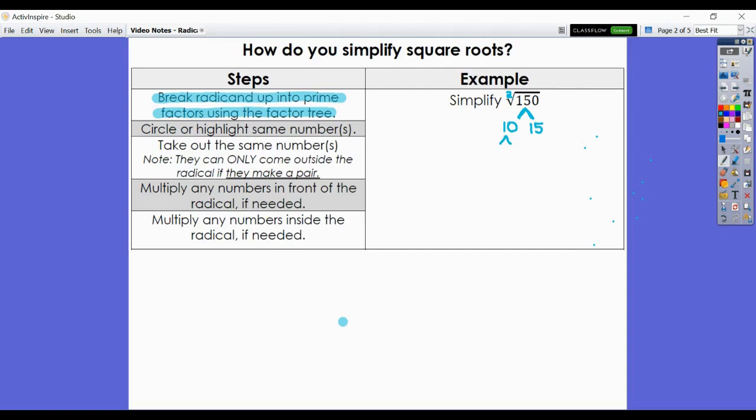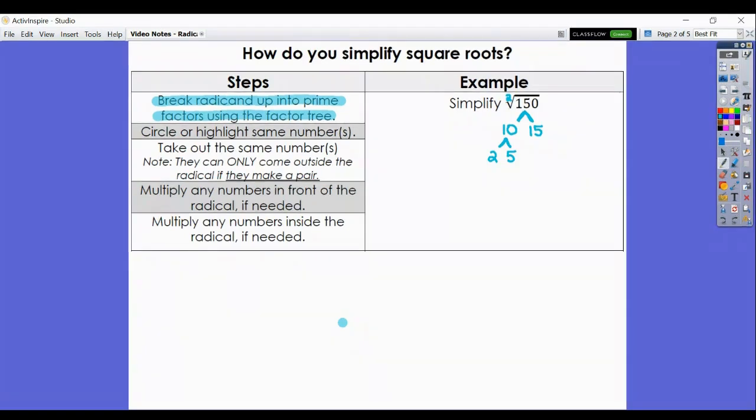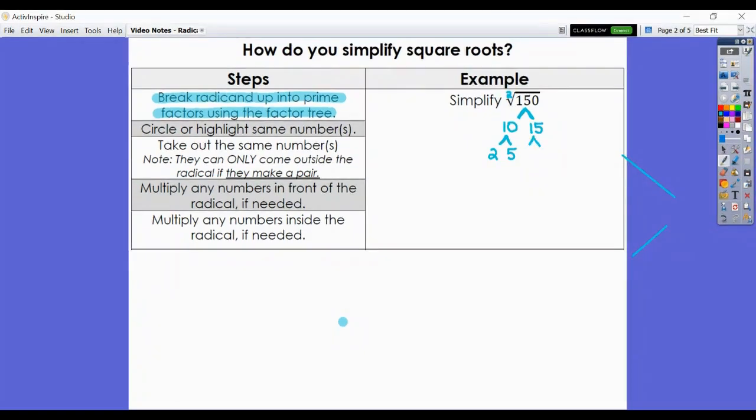Breaking down 10, thinking of two numbers that multiply to 10, I have 2 and 5. I will stop there because they're both prime, which means that they only have factors of 1 and themselves. Let's break down 15 into two numbers that multiply to 15, which are 5 and 3 here. Those two would multiply back up and get us 15 here.